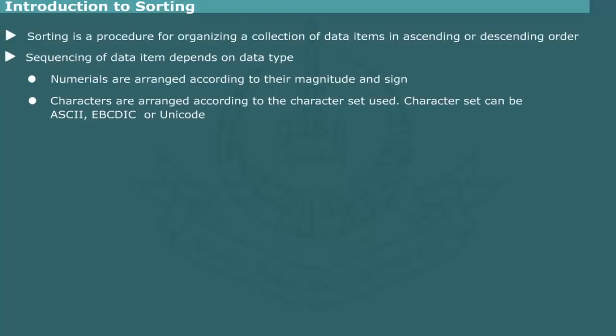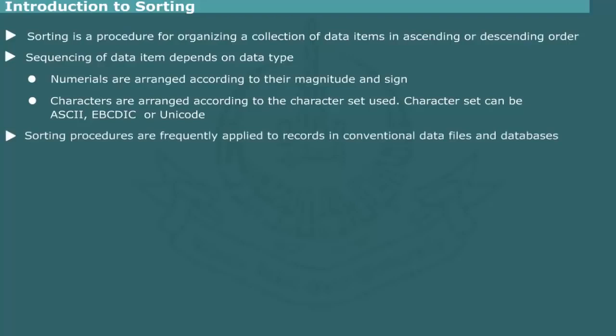The collating sequence for characters can be ASCII, EBCDIC, or Unicode. ASCII is most commonly used. Unicode is useful for handling extended character sets in languages like Arabic, Urdu, and Chinese.